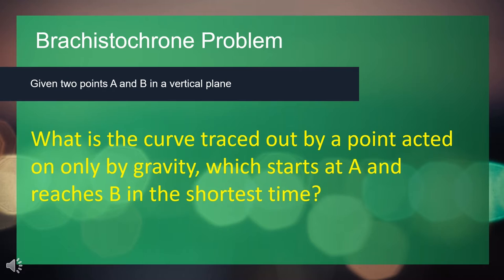I have been repeatedly saying Brachistochrone problem. Now let us understand what exactly is Brachistochrone problem. The problem is, what is a curve traced out by a point acted on only by gravity, which starts at A and reaches B in the shortest time?